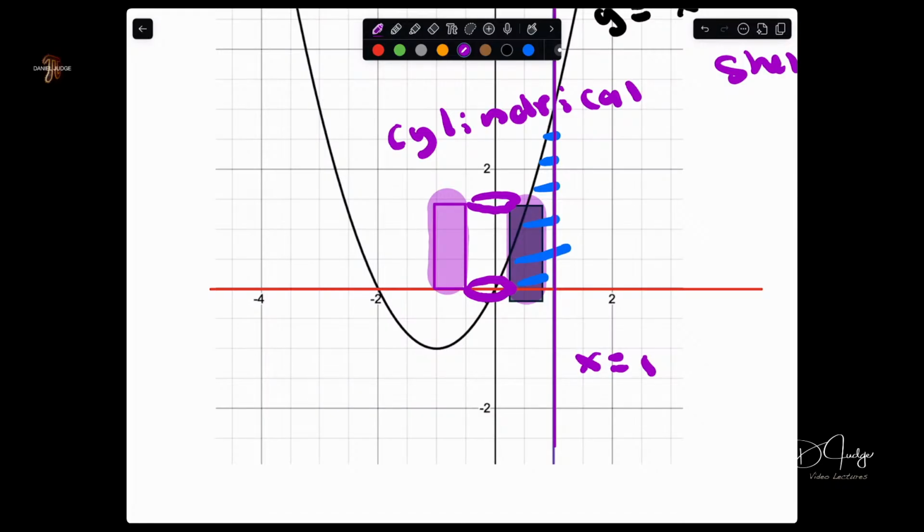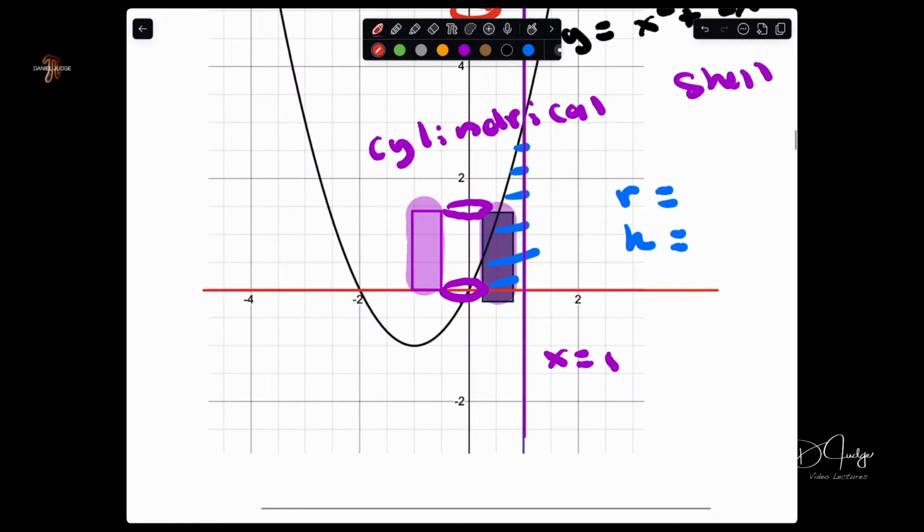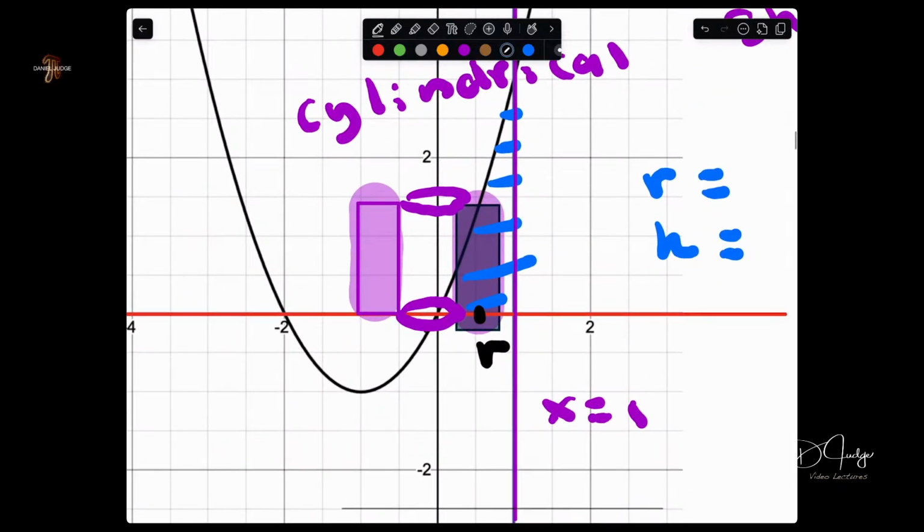So you're always going to need to get two values. You need the radius value and you need the height value. Keep in mind, you rotated about the y-axis here. All right, so now how do we get the radius value? Well, you want the radius of this cylindrical shell, and that's going to be the distance, really, if I look at it this way. That's going to be a horizontal distance. That's going to be what we call the radius of this cylindrical shell.